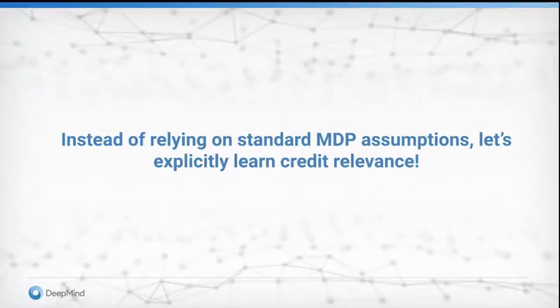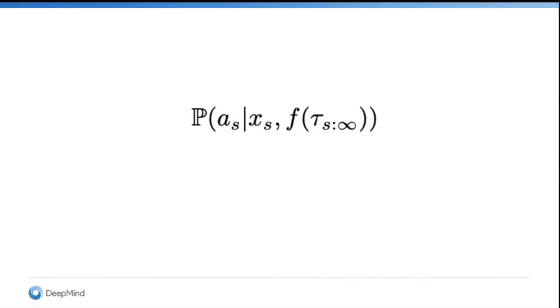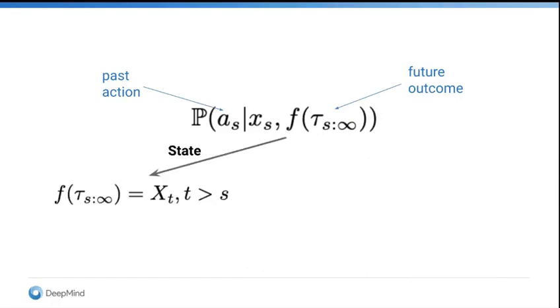So the key intuition that we propose in this paper is to, instead of relying on the standard MDP assumptions, explicitly learn the credit relevance structure. In particular, we consider the probability of a past action given the state that it was taken and some form of the future outcome, which is measured as a function of the future trajectory that starts from that state and action. In particular, in this paper, we take this function to be a future state or a future return.